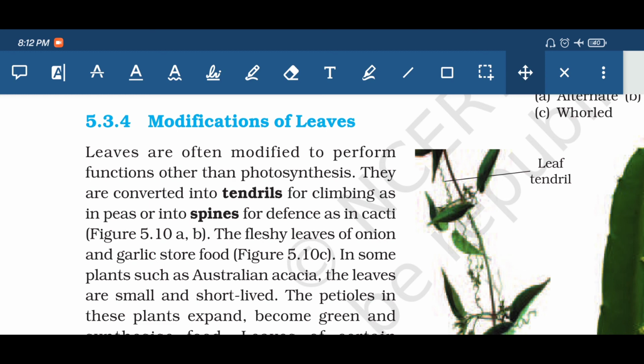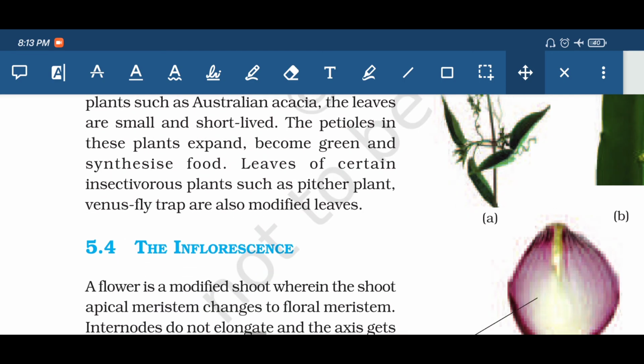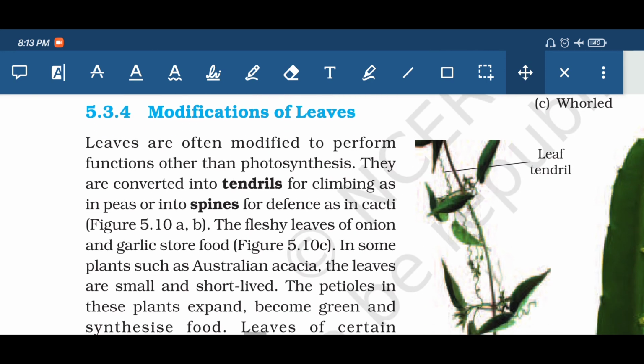as in cacti. The fleshy leaves of onion and garlic store food. In some plants such as Australian acacia, the leaves are small and short lived. The petioles in these plants expand, become green, and synthesize food. Leaves of certain insectivorous plants such as pitcher plant and Venus flytrap are also modified leaves.